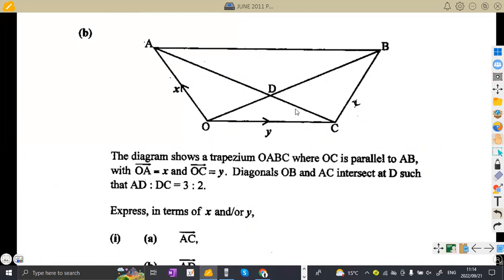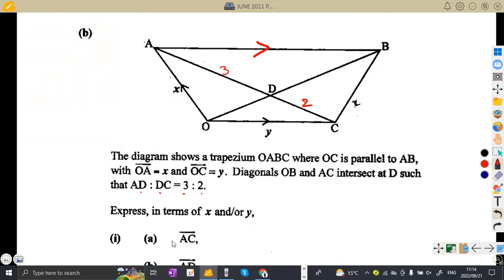So this is a trapezium, guys, and you know that on a trapezium, these two sides must be parallel, from O to C and from A to B. These two are parallel. Then we are given vector OA and vector OC, which is Y. The diagonals OB and AC intersect at D, and DC to AD is 3 to 2. So AD, from A to D, is 3 parts, D to C is 2 parts. So that is the ratio that you're given.